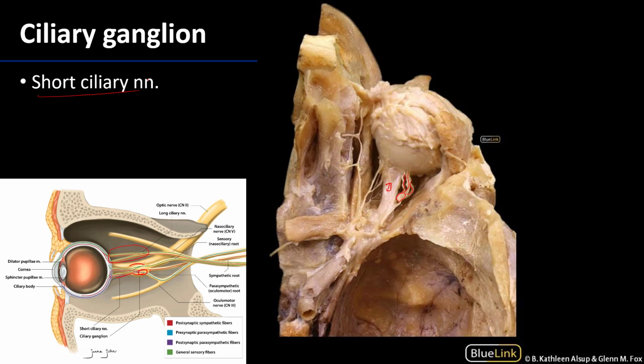So we discussed quite a bit in this video. We talked about the locations and the roles of cranial nerve 2, which is optic, cranial nerve 3, oculomotor, cranial nerve 4, trochlear, cranial nerve 5, trigeminal, specifically V1, which is the ophthalmic division of trigeminal, and cranial nerve 6, which is abducens.